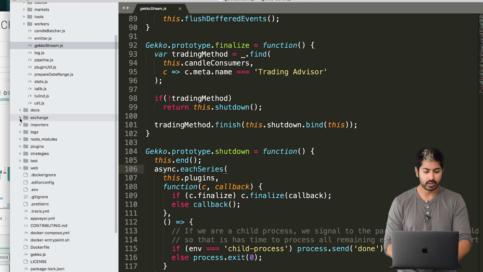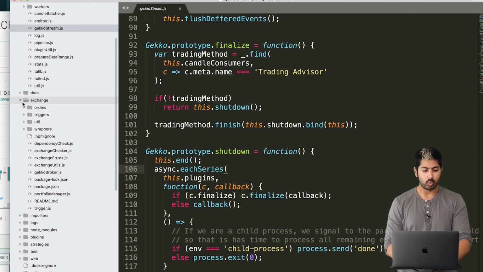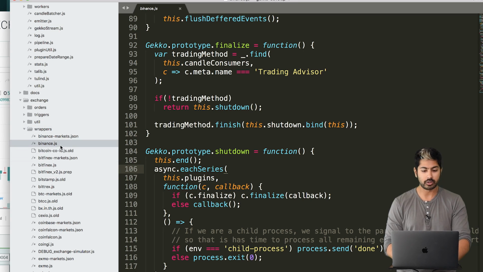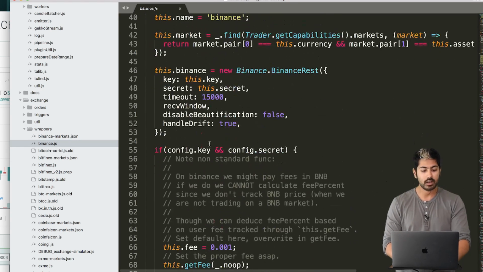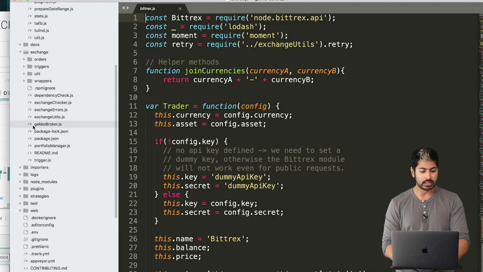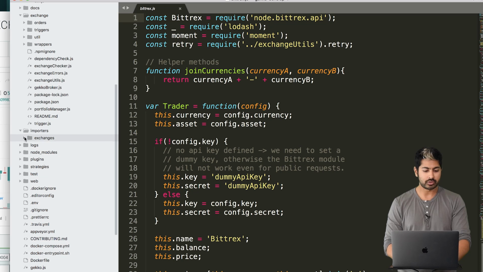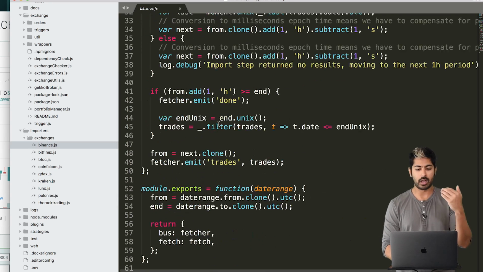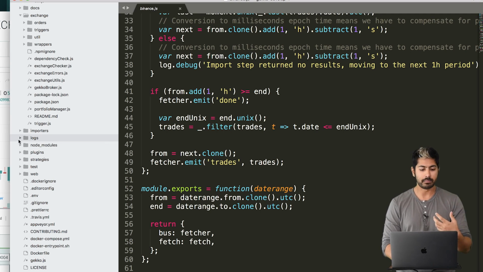There's a bunch of docs. There's the exchange. What exchange do we want to use? That depends. We have a lot of different exchanges here, like Binance has got its own wrapper. Bittrex, all of the exchanges have their own wrappers. Even Coinbase is on here. Wow. So there's a lot here. Importers for the exchanges are a bunch of JavaScript files that say, here is how you format that data that we're importing from the exchanges.